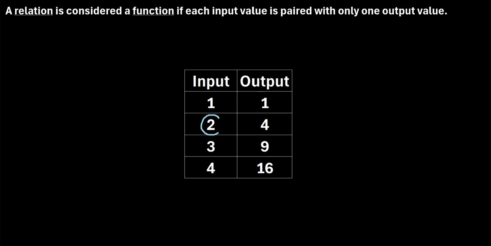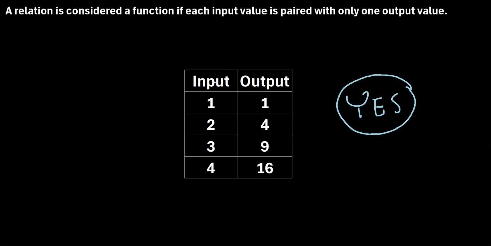Similarly, this input value of 2 has an output value of 4. That's the only output value it has, so it's not like 4, 5, 6, something like that. And similarly, it's not saying 2 could have an output of 1 and an output of 4, so it only has one output. Similarly, the input 3 only has one output of 9, and the input 4 only has a single output of 16. So we would say that yes, this relation is considered a function because for each input value, we're only getting one output value.